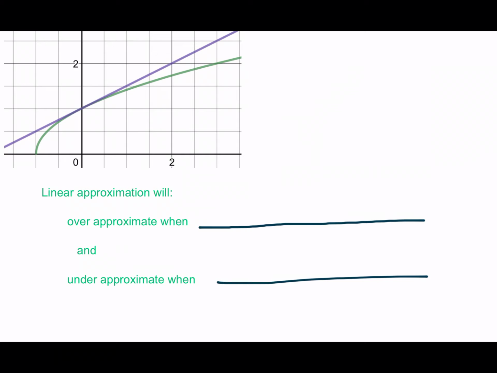All right, so this relies on concavity. It's an over approximation when my green graph looks like this, when I'm concave down. Anytime my curve is concave down, the tangent lines will be above it.